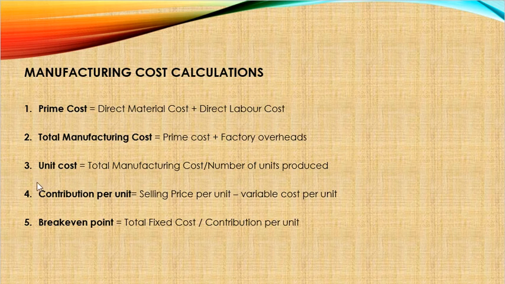Then the new formula here is your contribution per unit. So to work that out, you take the selling price of a single unit, you subtract the variable cost of that unit, and that will be your contribution. And then your break-even point, you will take your total fixed cost, you will divide it by the contribution per unit, and you will get your break-even point.